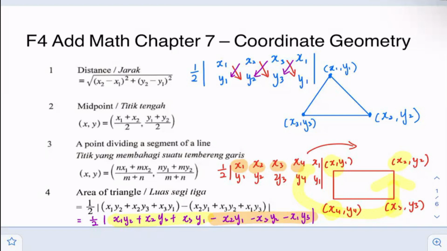So that's it, the 4 formulas for this chapter. Let's look at the exercises.